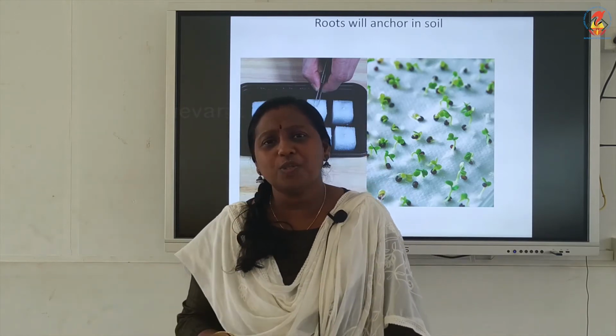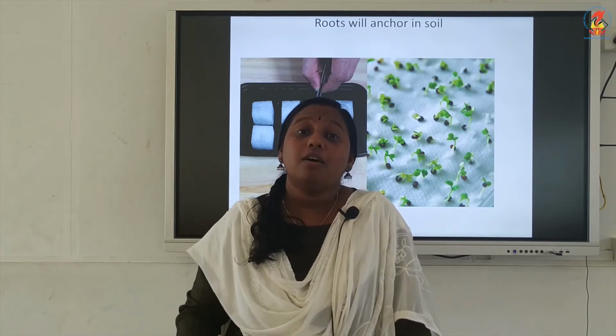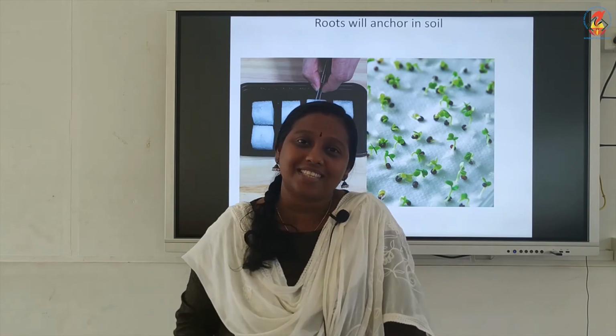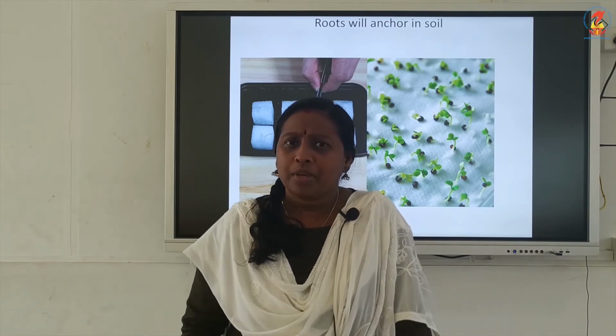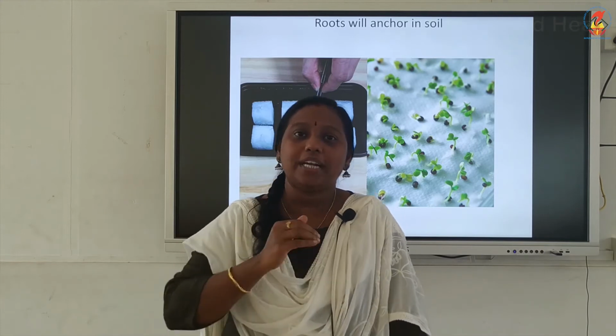You just take a few seeds, soak them in water, and keep them in wet cotton. You take a little bit of wet cotton and put the seeds there. You keep it for sprouting. After a few days, the seeds will be sprouted, the root system will be growing down, and the shoot system will be coming up.